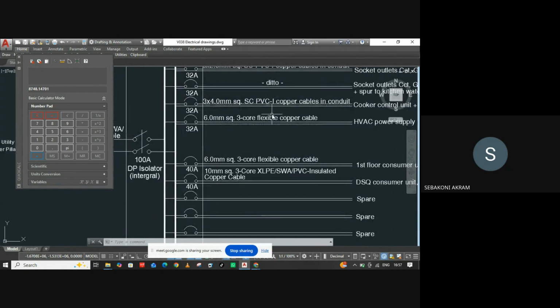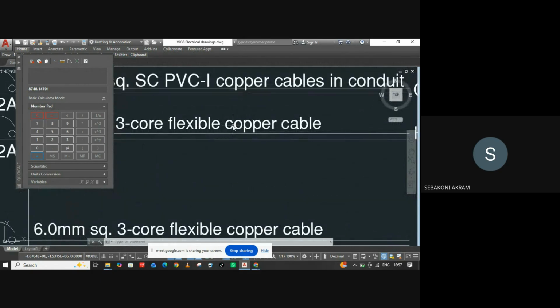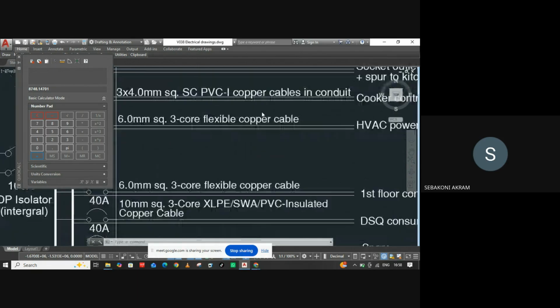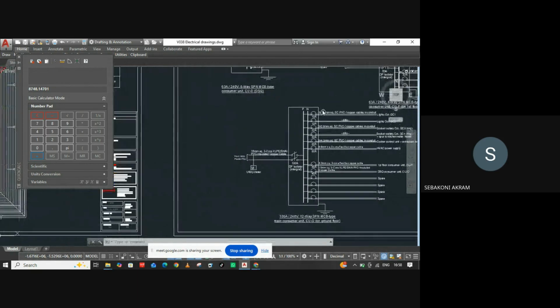Then for the upper ground floor, it is really a flexible cable from the CU. It has to just be flexible to pass through the wall. We pass the flexible cable through the wall to the next floor. So those are the selections of our cables.